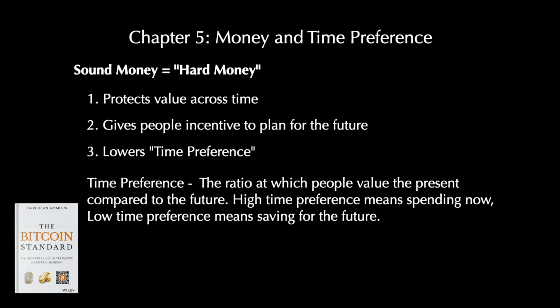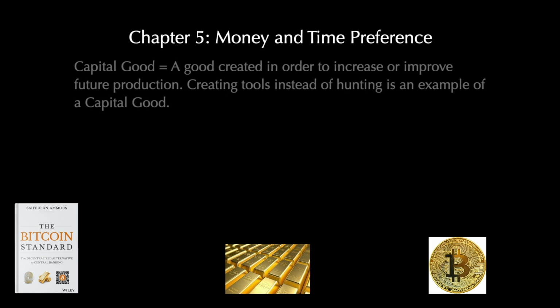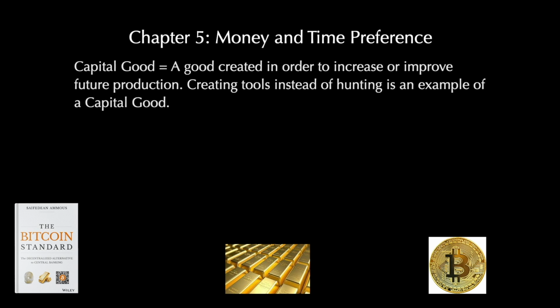The problem is that fiat money encourages people to be gluttonous because their money will buy less in the future. This is because governments continually print money, meaning that there will always be a higher quantity of the money supply in the future. The only way low time preference works is with sound money that is limited in supply, like gold or Bitcoin, because their money will not depreciate in value in the future. A capital good is a good created in order to increase or improve future production. Creating tools instead of hunting is an example of a capital good.